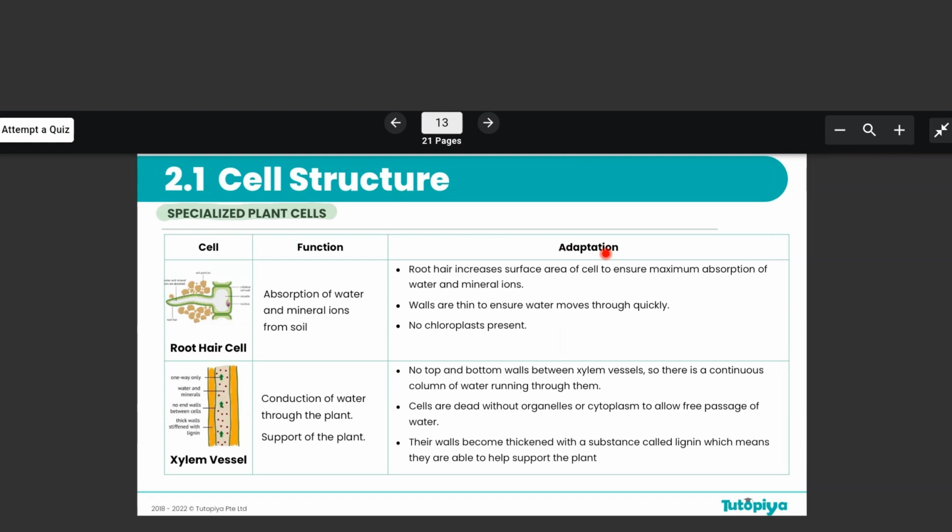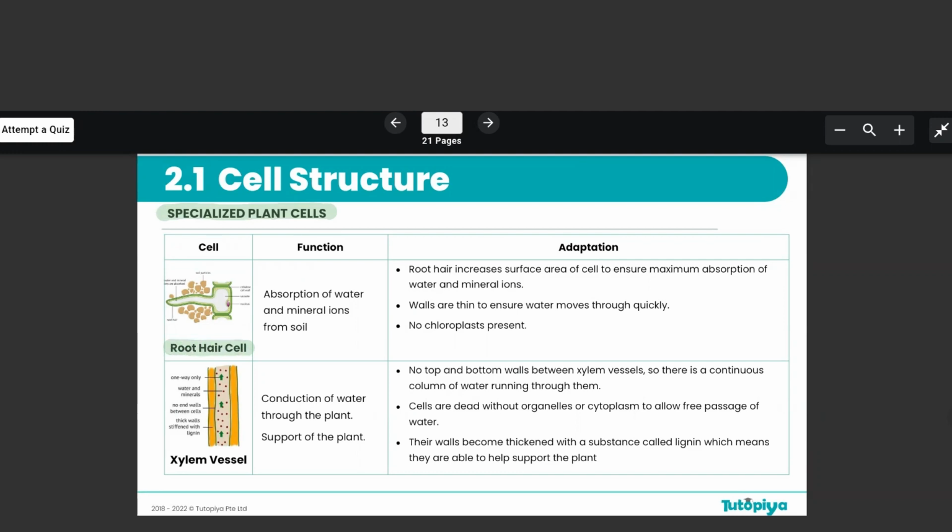We're going to be talking about the root hair cells, which are found in the roots of plants, and the xylem vessels, which are part of the xylem tissue. And thirdly, we're going to be talking about the palisade mesophyll cells, which are found in leaves. So let's start with our first specialized plant cell, which are the root hair cells.